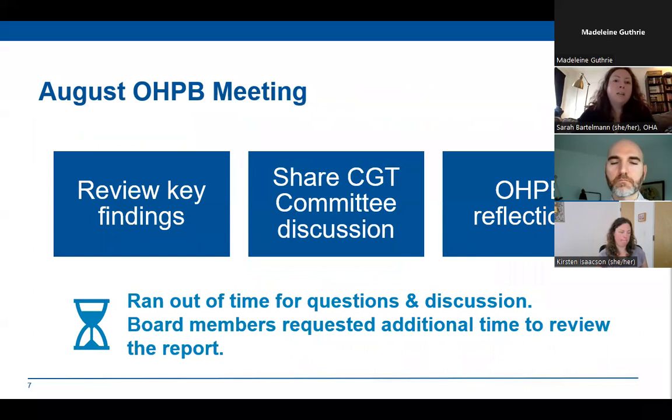At the August policy board meeting, we reviewed the key findings from the report at a very high level. We shared some of the cost growth target committee discussion. Our cost growth target advisory committee also had reviewed the report in their July meeting. And then we started to make some space for policy board member reflections and discussion about what this means for us and where we go. We ran out of time for questions and discussion.